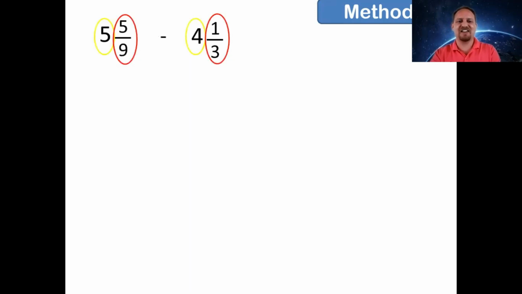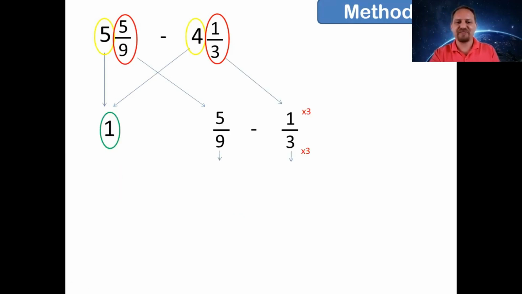Method 1 you can't always use, because if the fraction from the first number is less than the fraction from the second number, you're going to run into some trouble, but we'll show you it anyway. So 5 minus 4 gives us 1. We'll subtract 5 over 9 by 1 over 3.